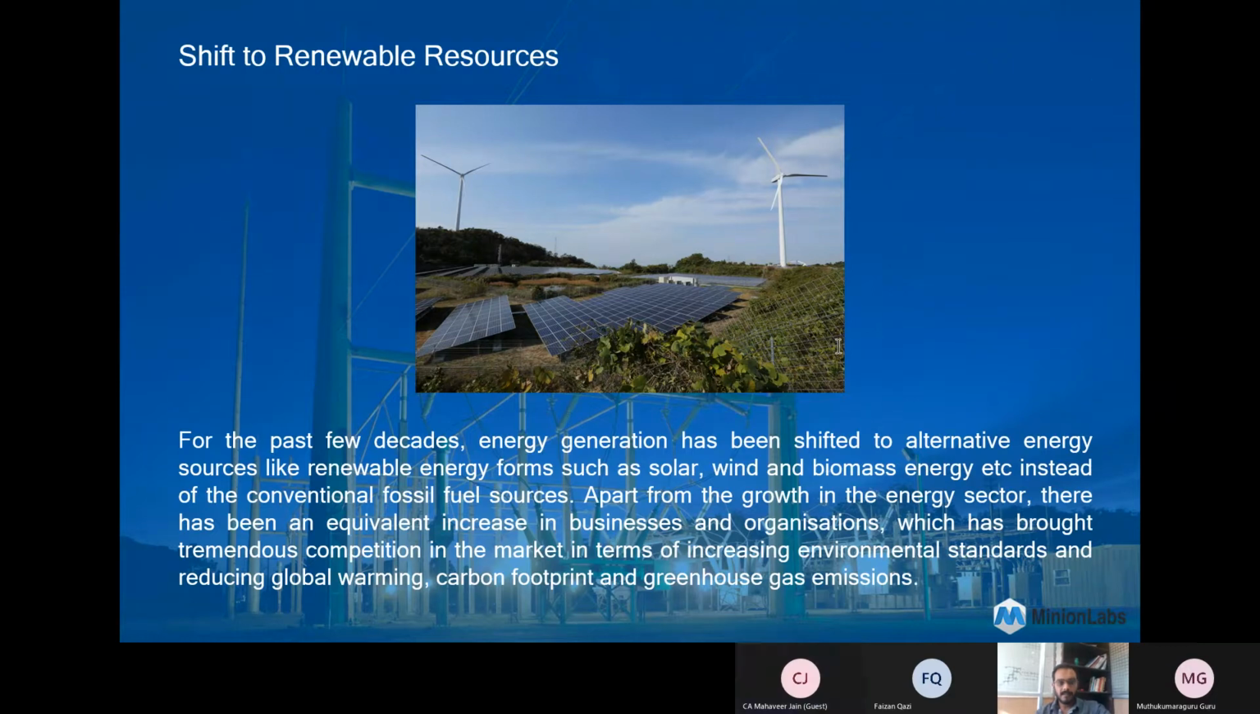For the past few decades, energy generation has been shifting to alternative energy resources like renewable energy forms such as solar, wind, and biomass, instead of conventional fossil fuel sources. Apart from the growth in the energy sector, there has been an equivalent increase in business and organizations, which has brought tremendous competition in the market in terms of increasing environmental standards, reducing global warming, and also reducing carbon footprint and GHG.